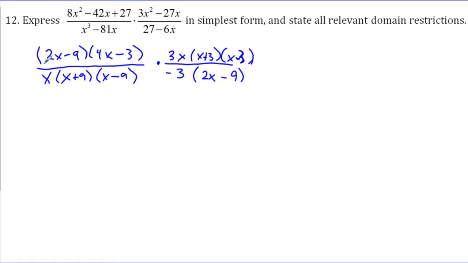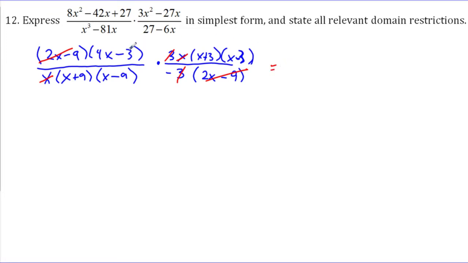Everything's factored. I'm seeing 2x minus 9 and a 2x minus 9. I'm seeing no x plus 9s in the numerator. I'm seeing no x plus 3 or x minus 3s in the denominator. Here's what I see. I see an x, and I see a 3, and a 3, and that looks like it, right? That's all I was able to cancel.